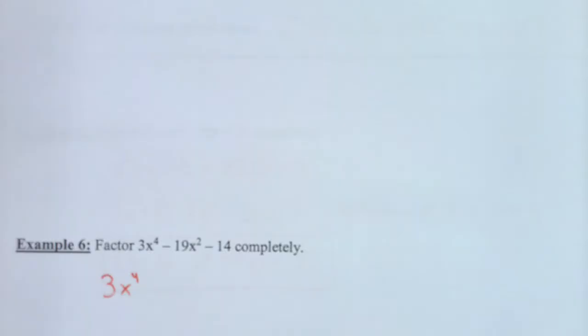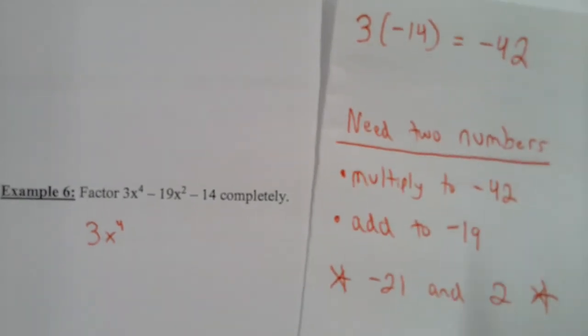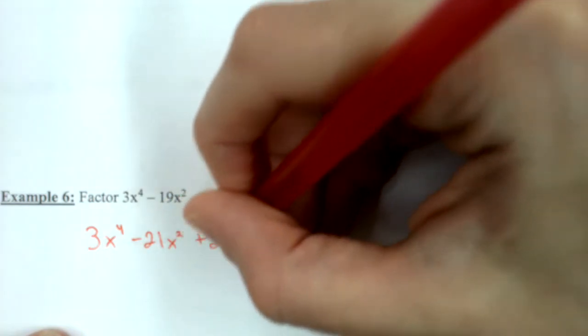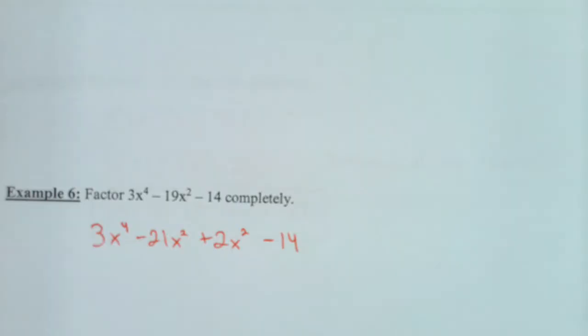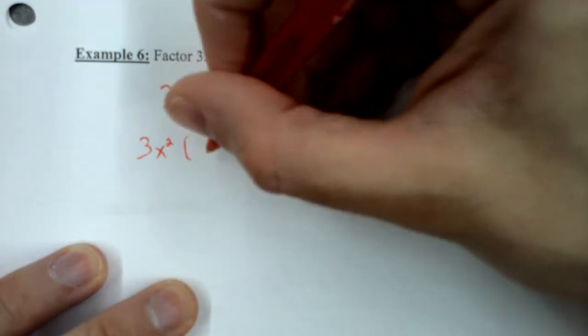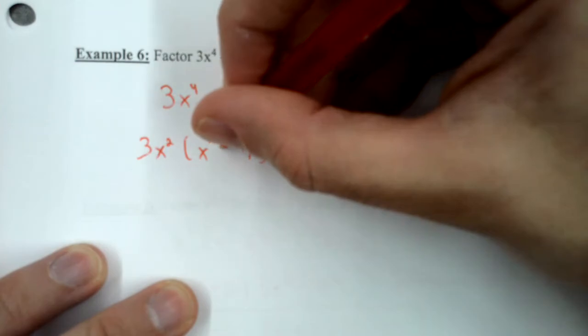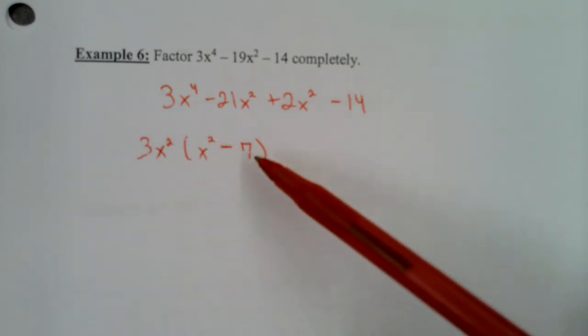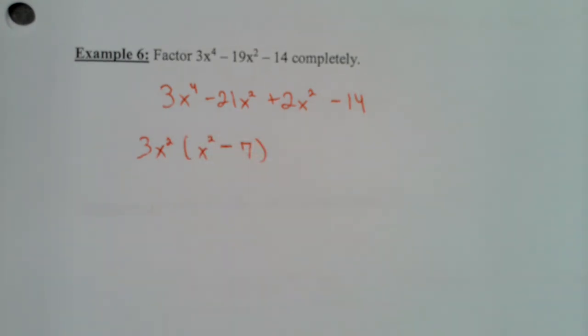So I'll do 3x to the fourth power. Instead of negative 19x squared, I'm going to use these two numbers. So I'll do minus 21x squared plus 2x squared, and then minus 14. And now it's factoring by grouping like we've been doing a lot today. The first group has a GCF of 3x squared. So that leaves me with x squared minus 7 in parentheses, because 3x squared times x squared is 3x to the fourth. And 3x squared times negative 7 is negative 21x squared.